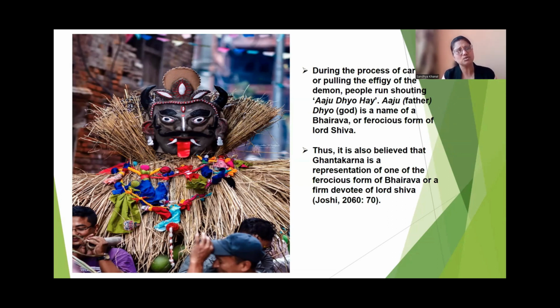Thus, there is a local belief that Ghantakarna is a representation of one of the ferocious forms of Bhairava, or he is one of the firm devotees. Because he did lots of penance, he got a place in Kathmandu Valley. So he is known as a firm devotee of Lord Shiva, and that's why his name is joined with Lord Shiva or the ferocious form of Bhairava. So the people speak their name and carry out the effigy.